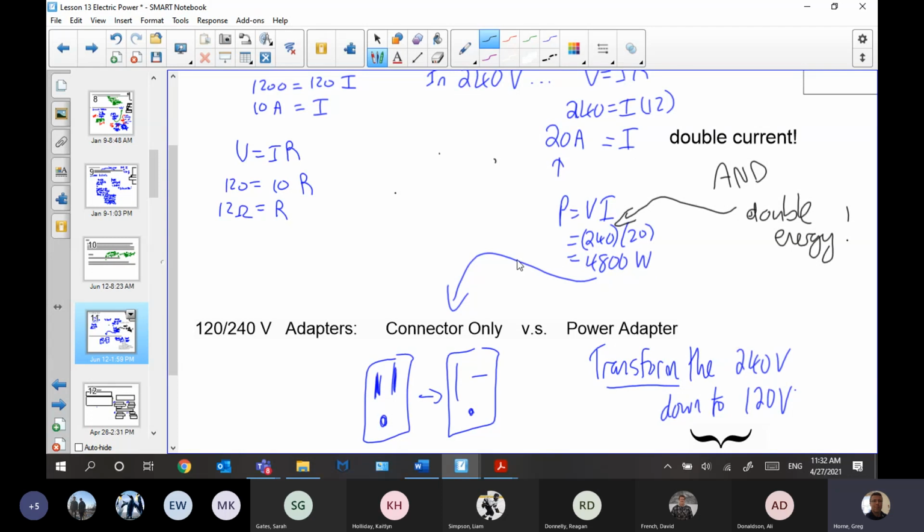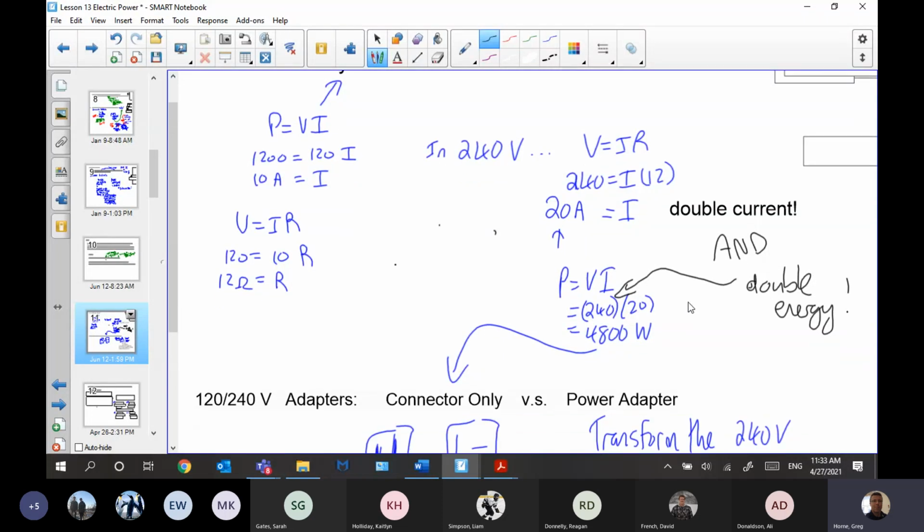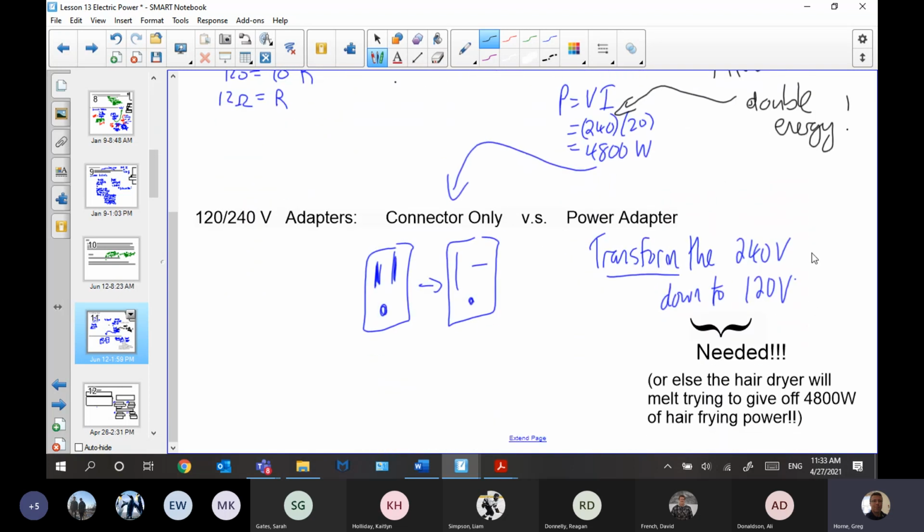Is that going to work? Is this thing going to work properly? No, it's going to either blow a circuit, or it's going to melt, or it's going to stop working. Probably a little puff of smoke comes out and then you're done. If you transform the voltage down to 120, great, that's fine. Then it'll just work like normal, right? But it would melt trying to give off 4,800 watts of hair frying power.